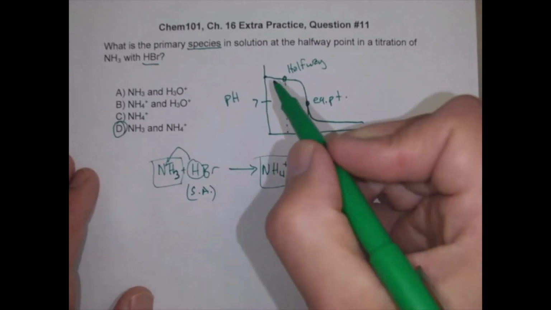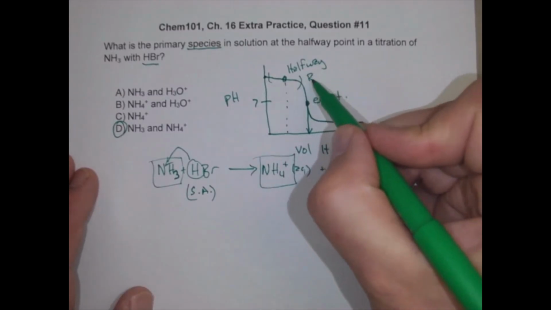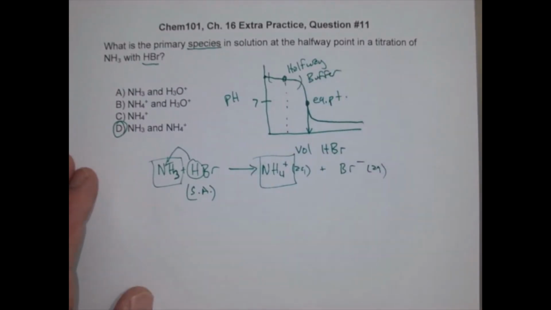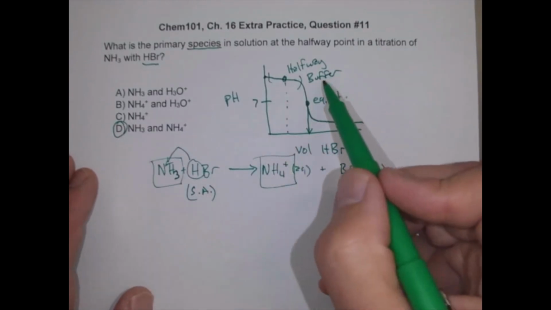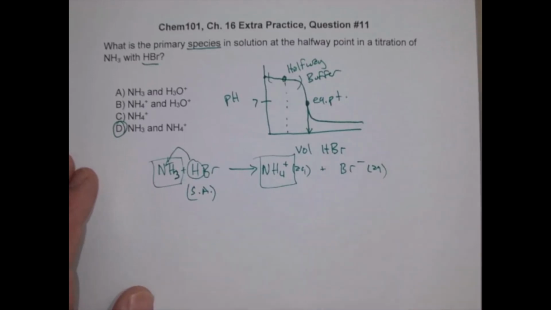And if you remember, that also plays into what I know about that region of the pH of the titration curve. That's what we call the buffer region. And by definition, a buffer is when you have a mixture of a weak base and its conjugate acid. So that makes sense.